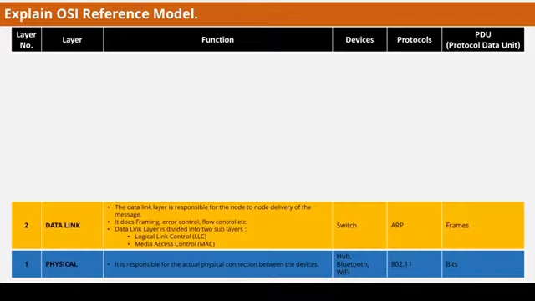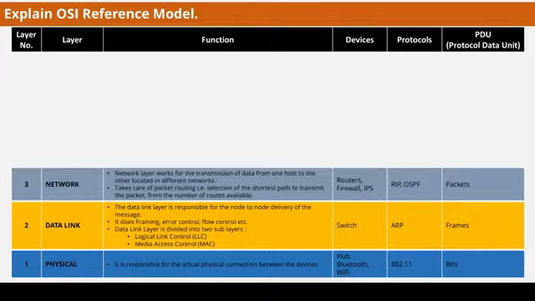Layer 2 is data link layer. The data link layer is responsible for the node-to-node delivery of the messages. It does framing, error control, and flow control. Data link layer is divided into 2 sublayers: logical link control and media access control. The devices that work at layer 2 are switch. The protocol is ARP. The PDU is in the form of frames.